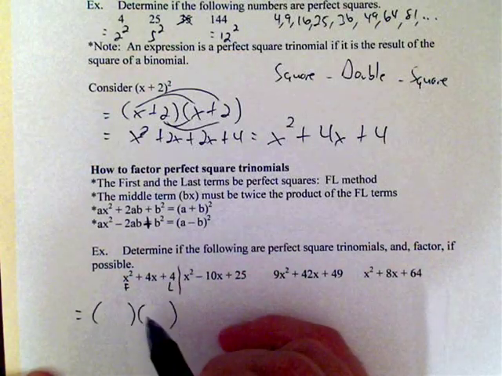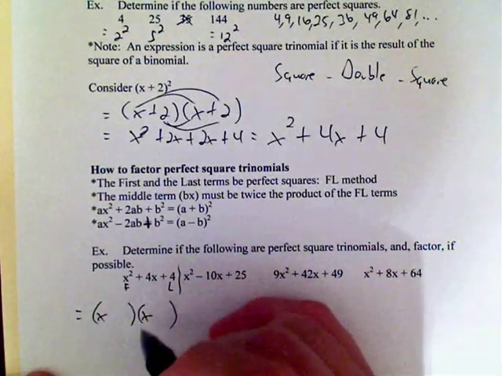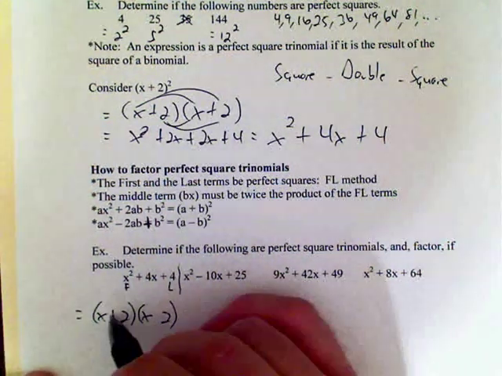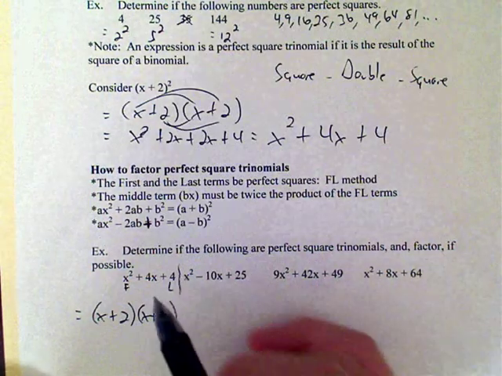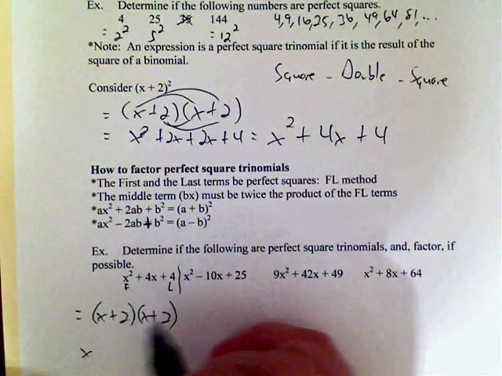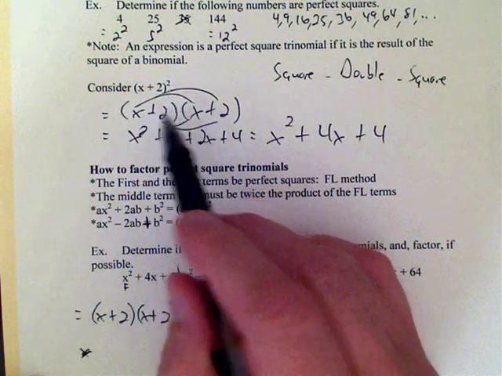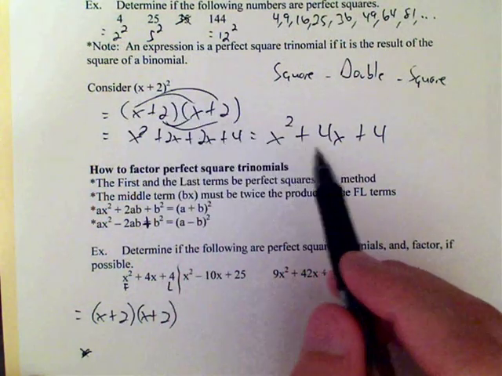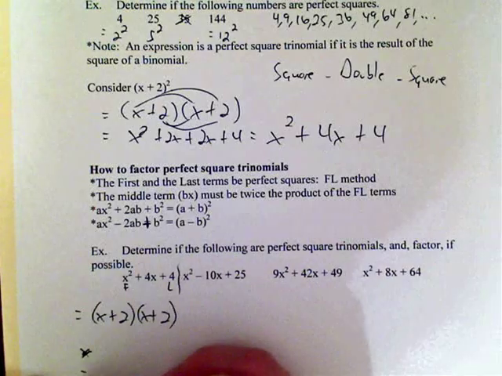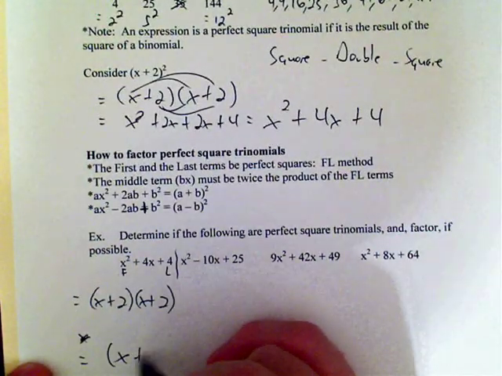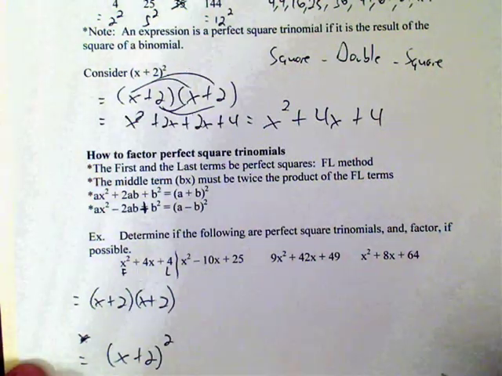What times what is x squared? x and x. What times what is 4? 2 and 2. Everything is positive. If I check it, I've already done it up here. x plus 2 times x plus 2 is x squared plus 4x plus 4. Another thing I can do is rewrite it. Since I have the same thing times itself, that's x plus 2 squared.